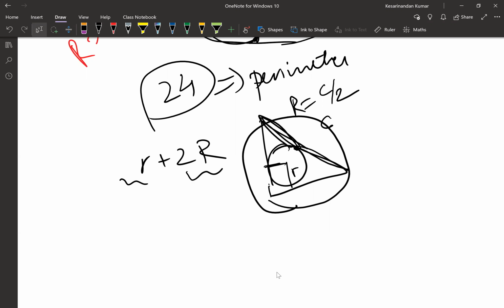You know the measure of all the sides. You know which Pythagorean triplet is forming it. How will you guys calculate the value of small r? I need to know that part.